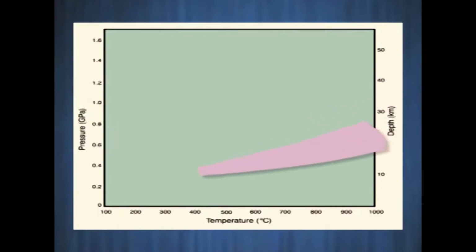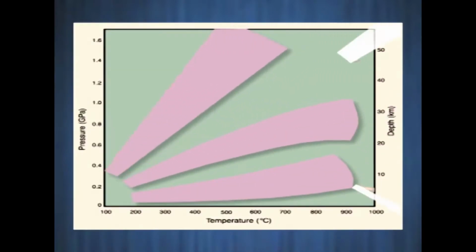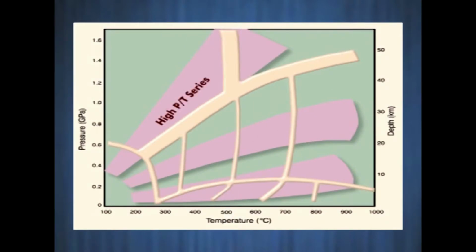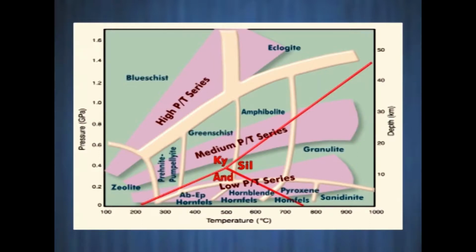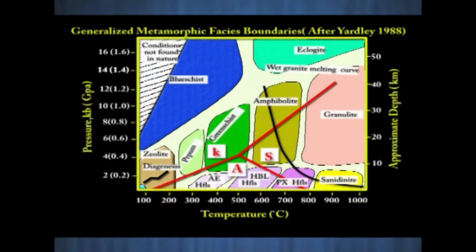On the basis of pressure and temperature, we can divide the metamorphic facies into three types, mainly facies of low pressure, facies of intermediate pressure, and facies of higher pressure. Miyashiro originally recognized three different facies series.